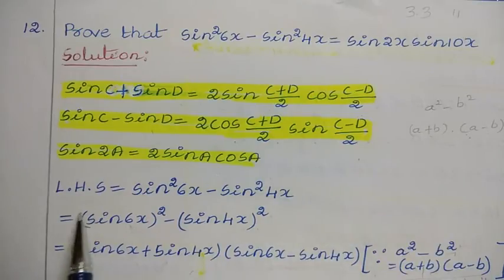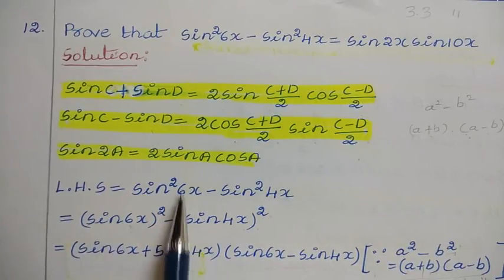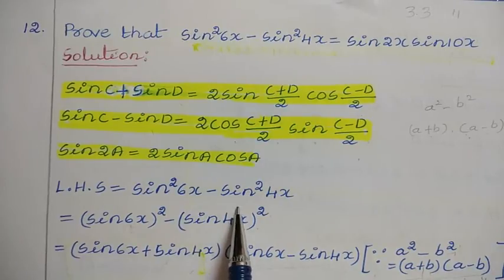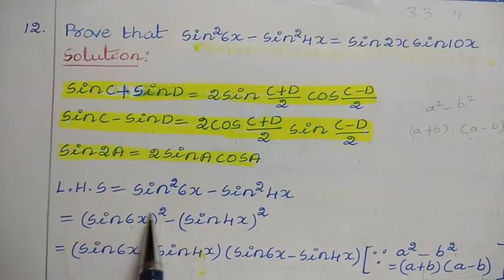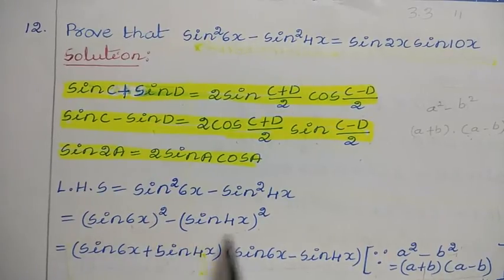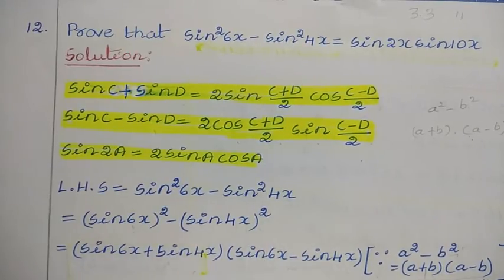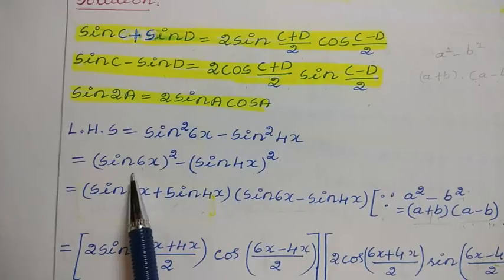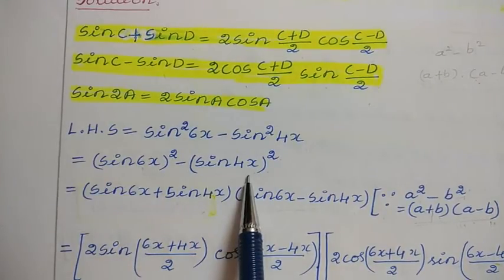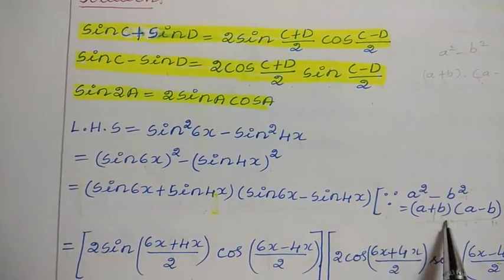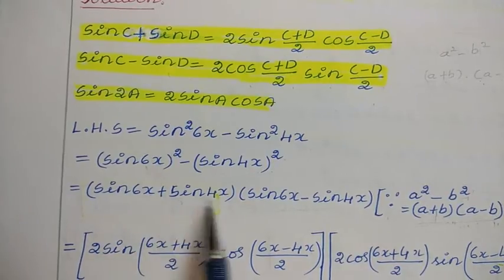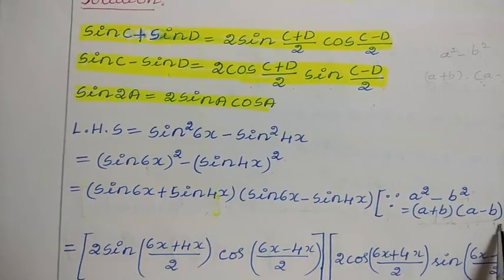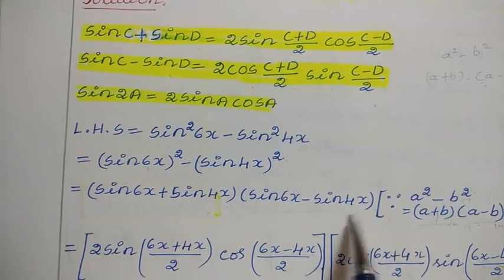We will take the LHS. LHS is equal to sine square 6x minus sine square 4x. So now we can write this as (sine 6x) whole square minus (sine 4x) whole square. And this one is in the form a square minus b square. If I take this as a square and this as b square, we can simplify that as a plus b, so sine 6x plus sine 4x, into a minus b, sine 6x minus sine 4x.